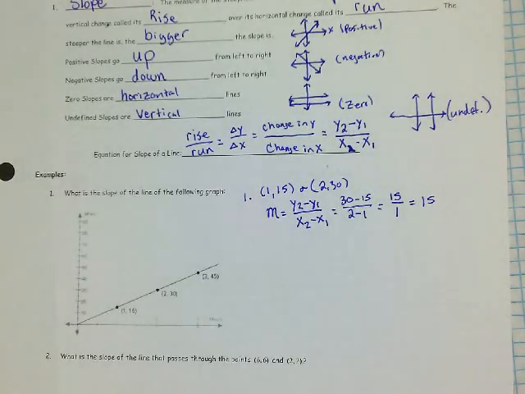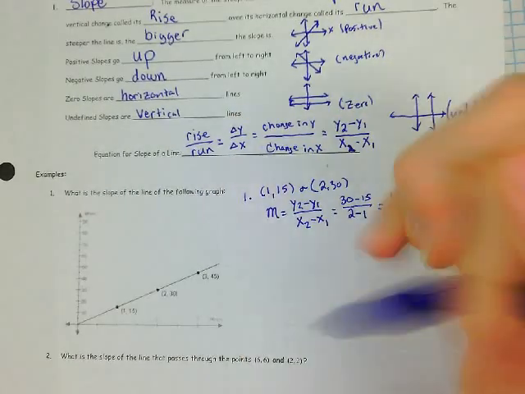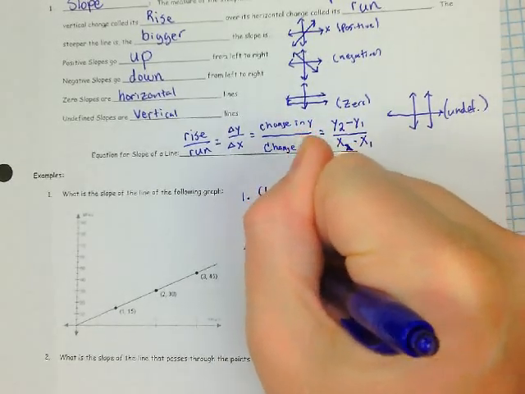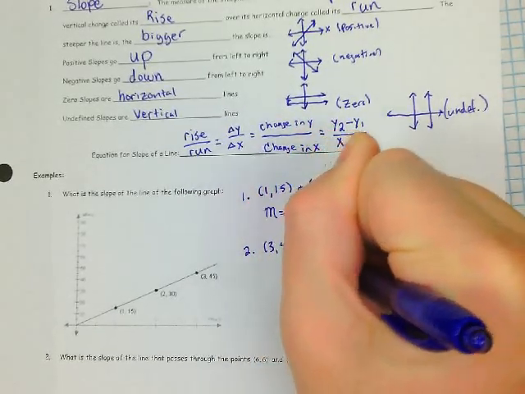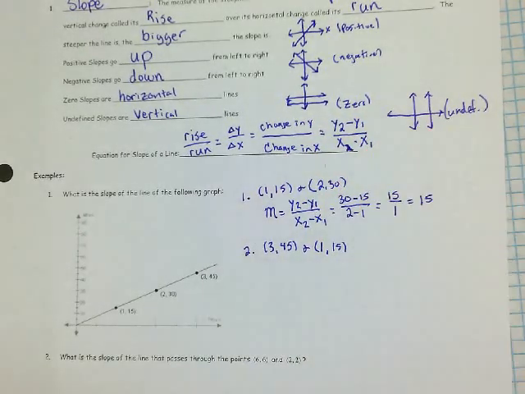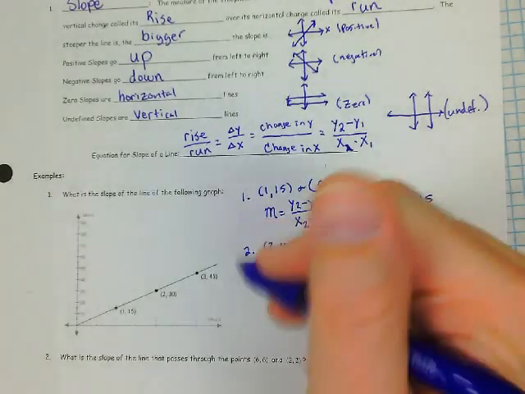Simple enough, right? Now, let's use 2 other points. You don't have to do this on your homework, but what if I used 3, comma 45, and 1, comma 15? Let's say I use those 2. You can use any 2, as long as they're on that same line.